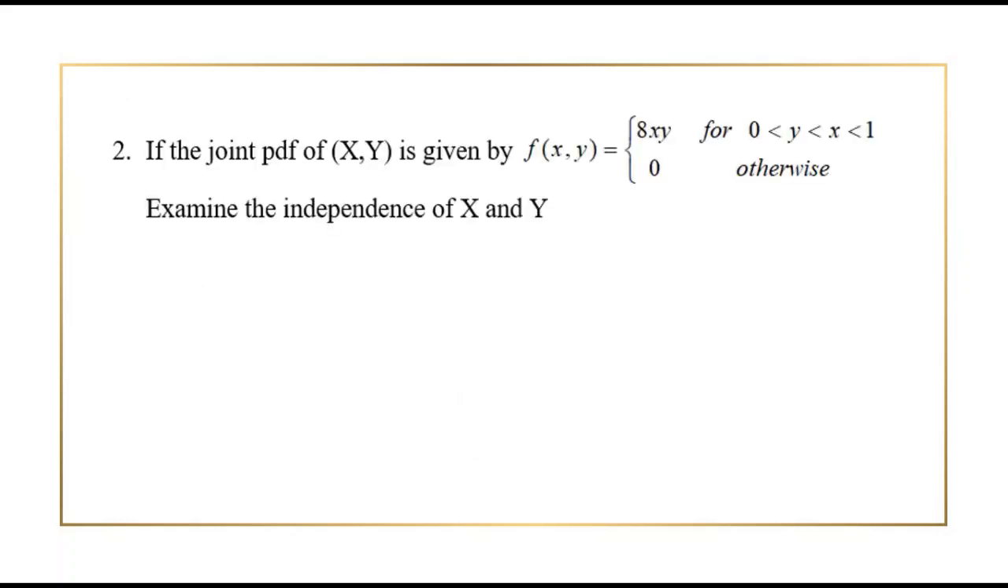Next question. If the joint PDF of x, y is given by f(x,y) equal to 8xy, where 0 less than y less than x less than 1, examine the independence of x and y. To find the independence of x and y, we have to first find the marginal density functions of x and y. So let us write this function.